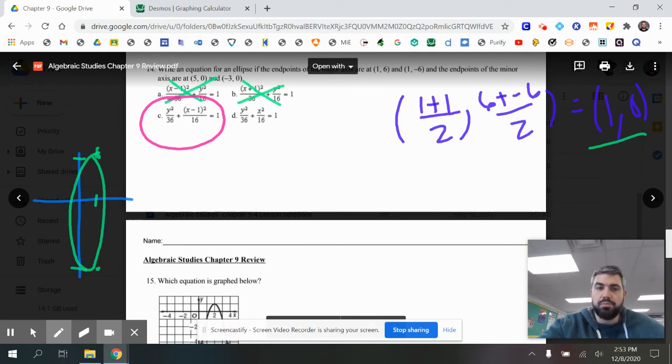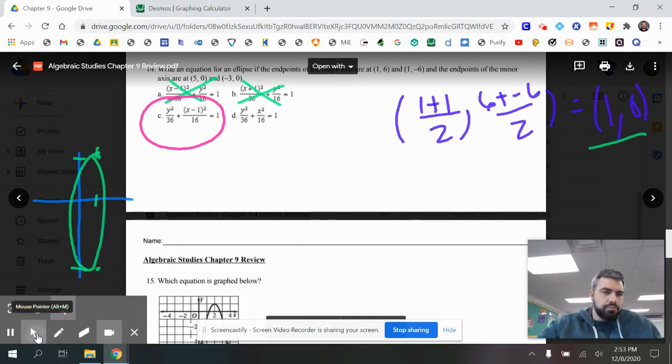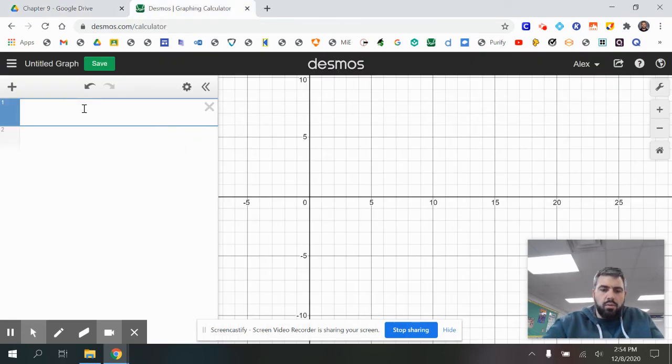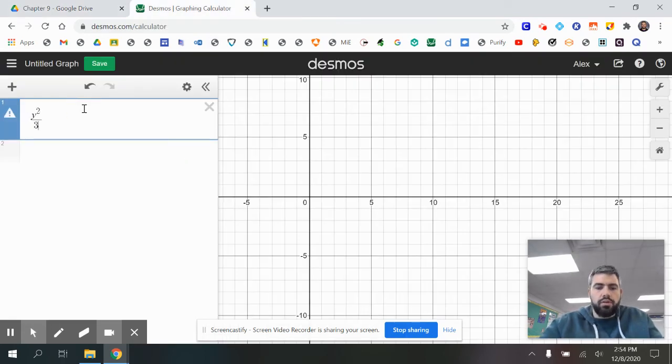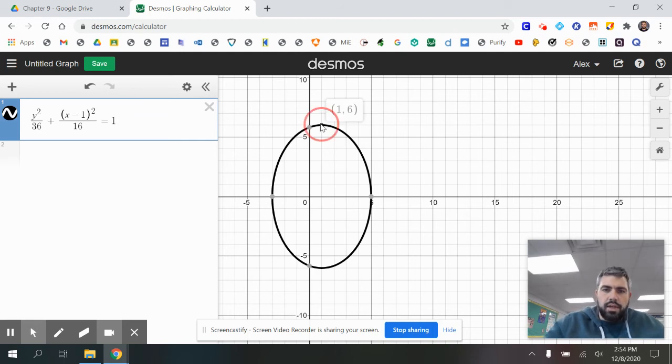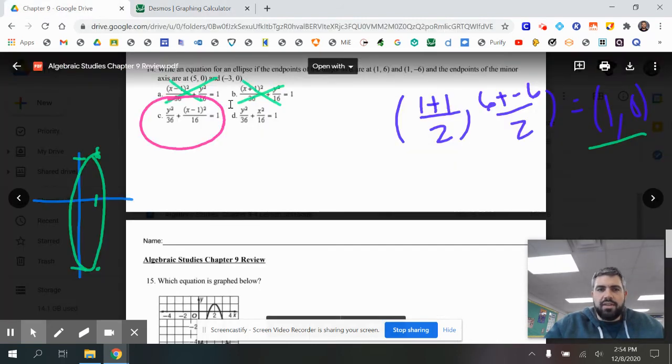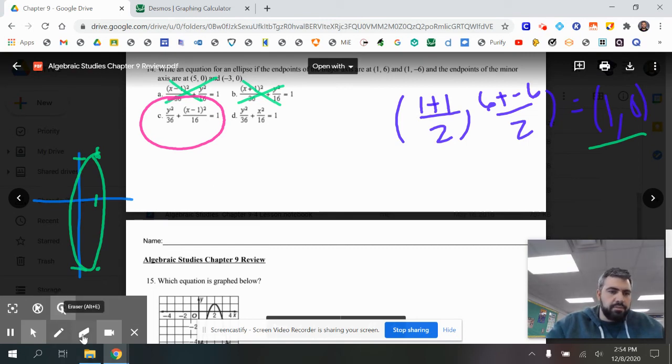Again, I could graph it and make sure these points are on there. In fact, why don't we do that real quick? We're going to graph that, and we're going to say y squared over 36 plus x minus 1 squared over 16 equals 1. And so you'll see, okay, I have endpoints at 1, 6 and 1, -6. My minor axis is 5, 0, and -3, 0, which again, they give us right there. So we know for sure C is correct.